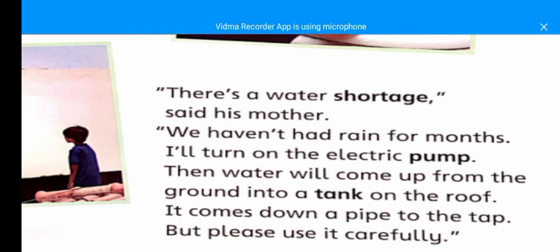The last point is very important here. She is saying, but please use it carefully. This is the most important thing from our today's lesson, that we should always use water very carefully, because, beta, on our planet we are facing some kind of water shortage. So please don't waste water anywhere, anytime. Always use it carefully and don't waste it.